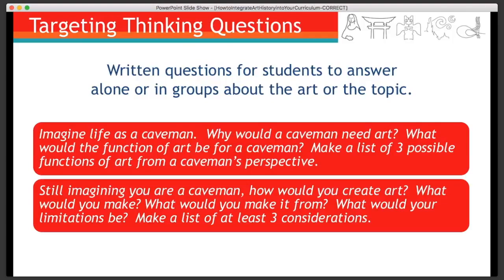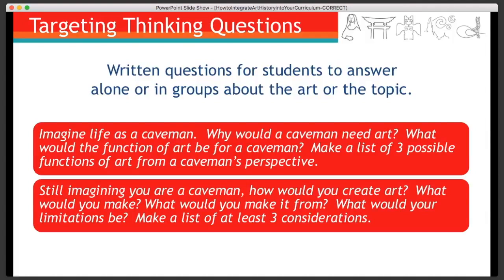Here's one when you're teaching prehistoric art: before you show them any of the art, before you talk about art from the prehistoric time period, we put ourselves into the position of a caveman and what life was like. And then they think about, well, why would a caveman need art at all? What would the function be? If all you're doing in your life is hunting and gathering, what do you need art for?